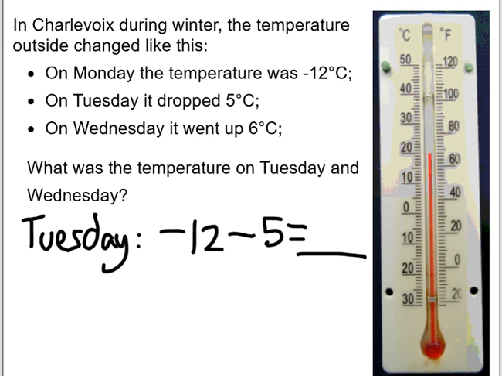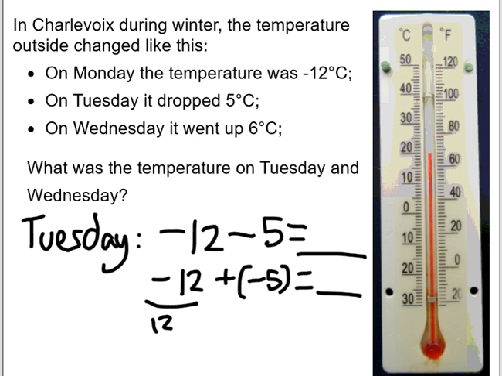You can also represent it like this if you want. You're adding a drop of 5 degrees. Imagine you have 12 red counters, and then you're adding 5 red counters. Altogether, you're going to have 17, and they're all going to be red, so that's going to stay negative, because you have negative plus negative. You're just adding in the red.